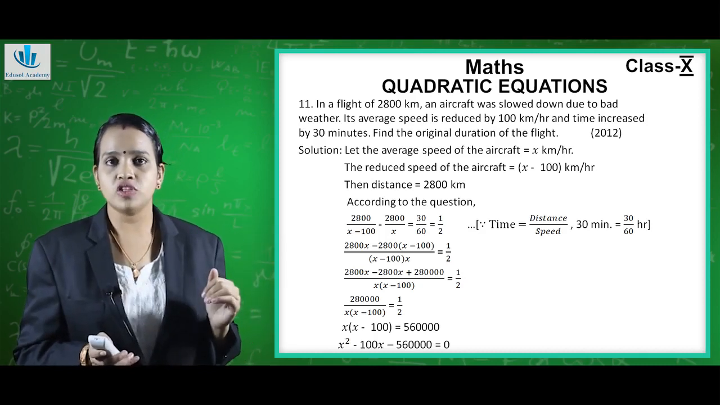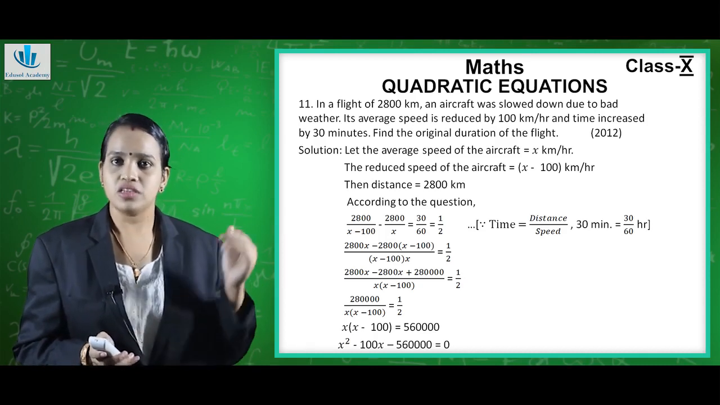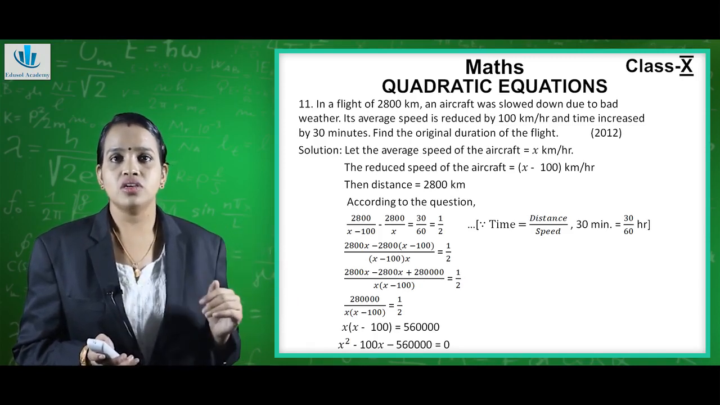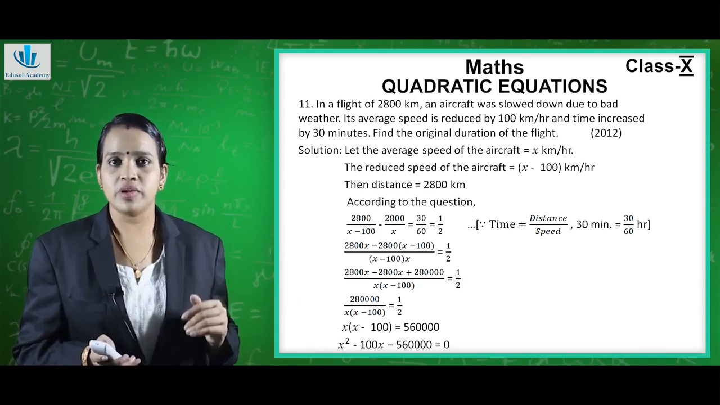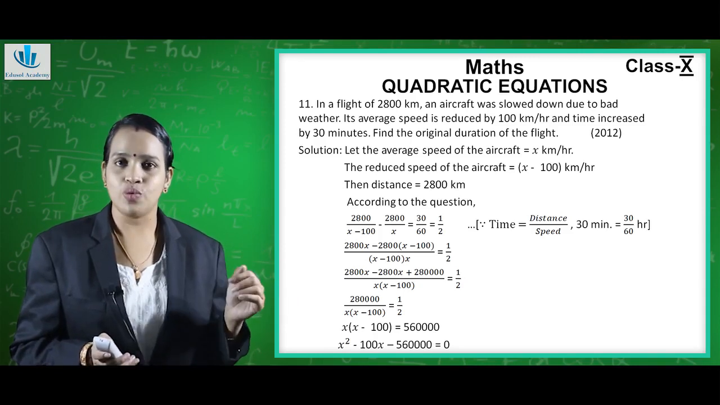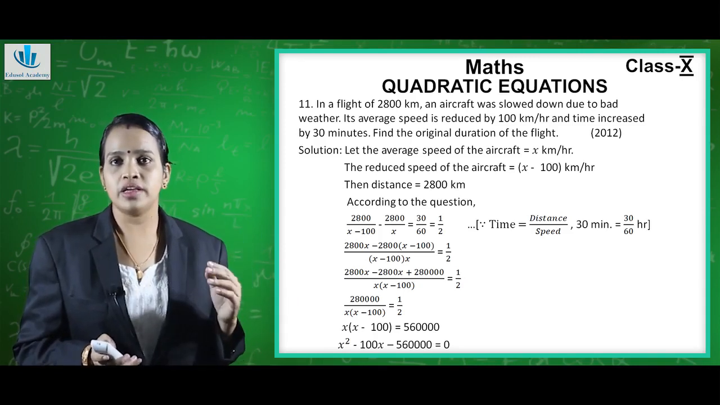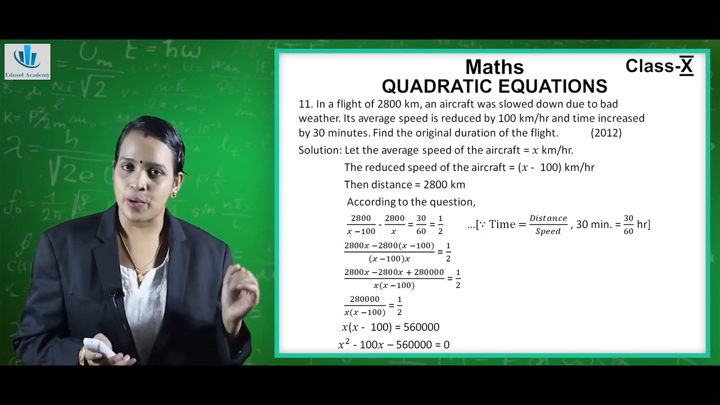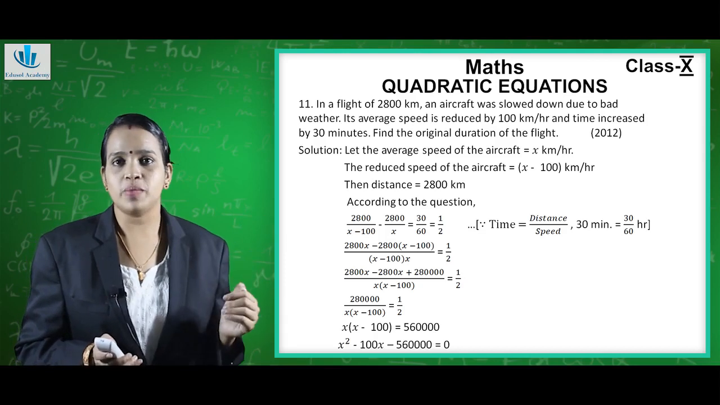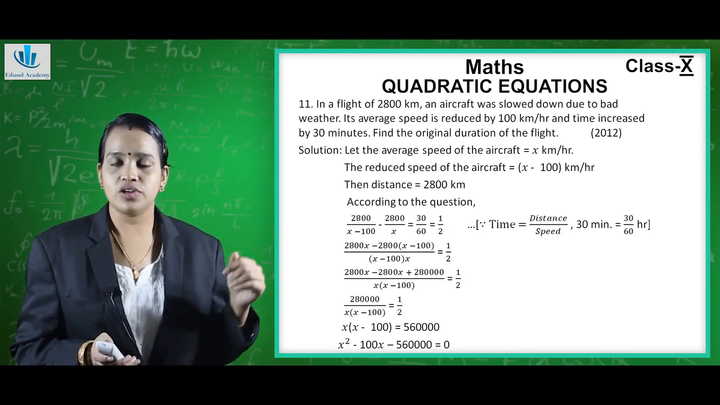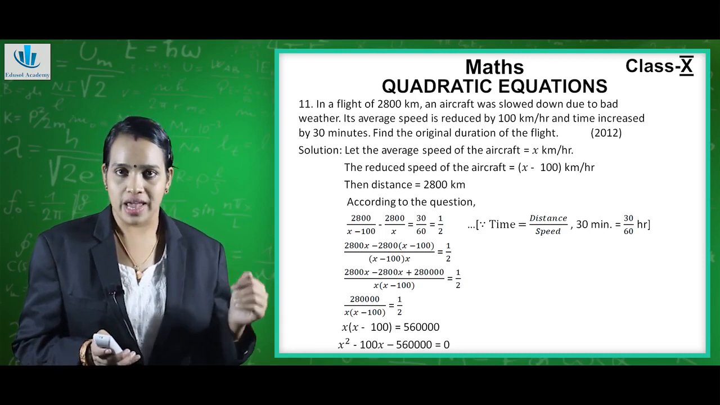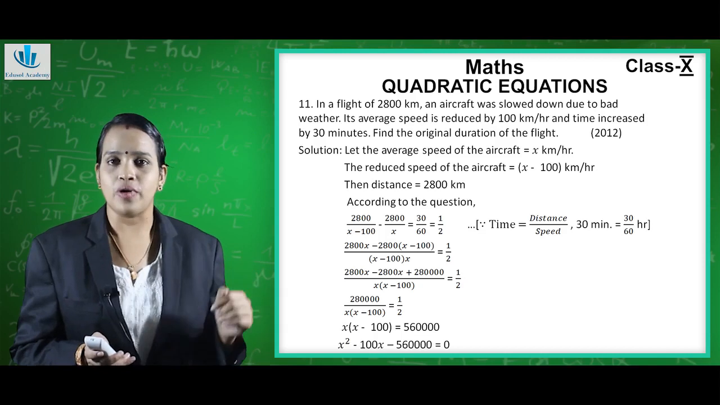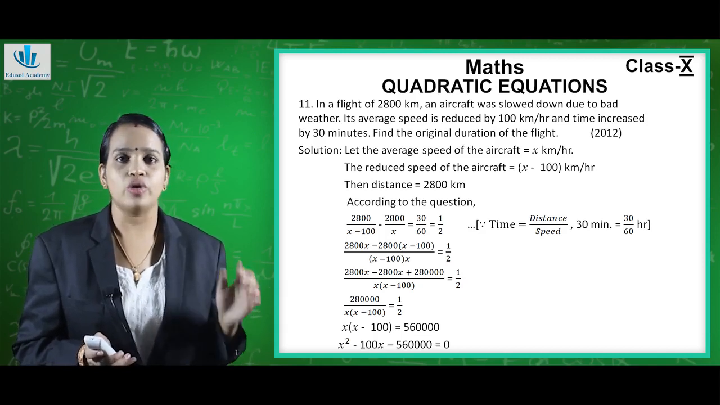So the first average speed, that is x, it can be written as 2800 upon x minus 100. Now it is taking less, so minus the second one, it becomes 2800 upon x equal to the minute it increased by 30. So it is equal to 30 upon 60, which is nothing but 1 upon 2. Now we can cross multiply here, so it becomes 2800 into x, that is 2800x minus 2800 into x minus 100 upon x into x minus 100 equal to 1 upon 2.